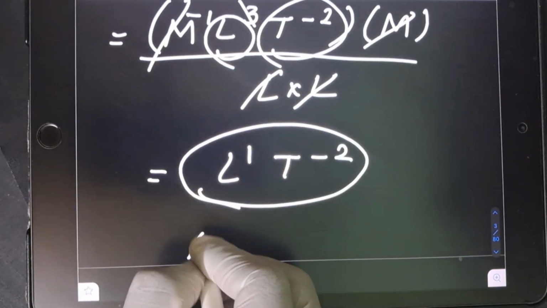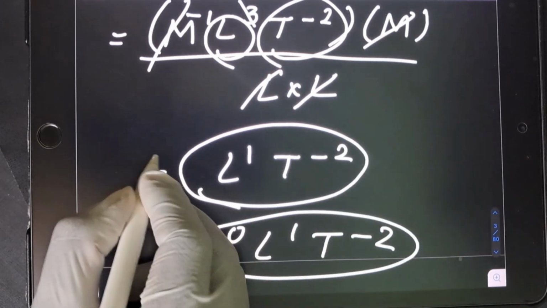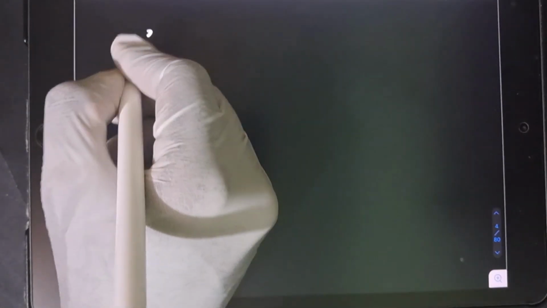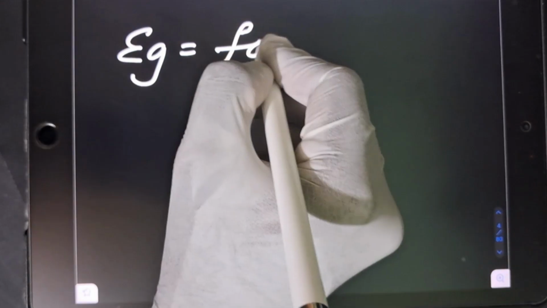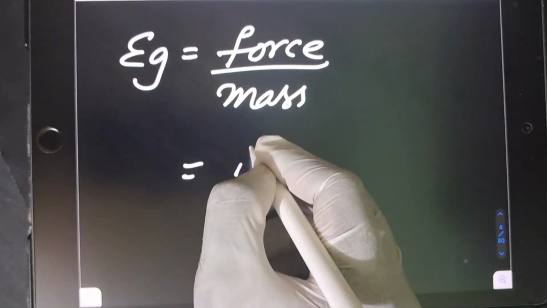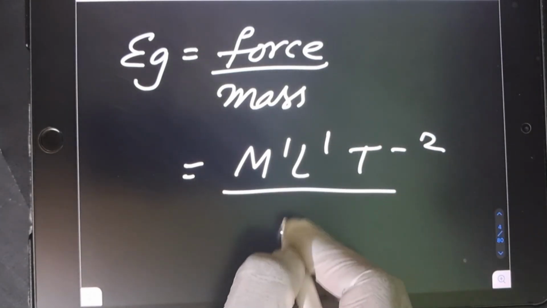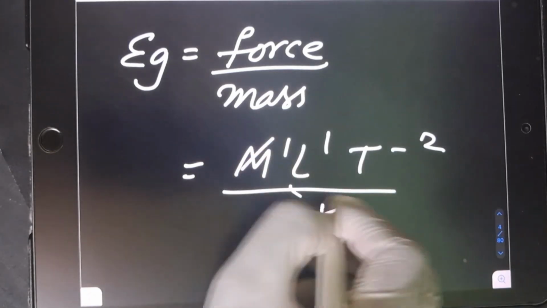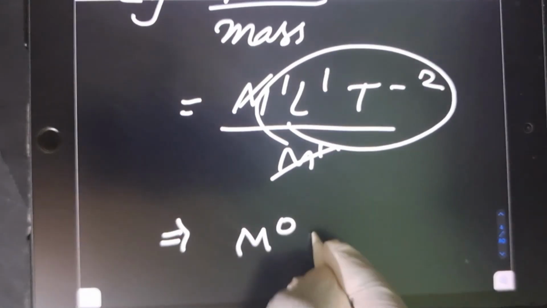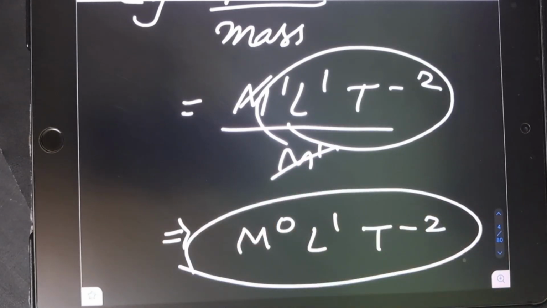Let's solve this gravitational intensity using another formula also. M power 0 L power 1 T power minus 2 is the gravitational intensity. And gravitational intensity is equal to force by mass, F by M. Force dimensional formula is M power 1 L power 1 T power minus 2, by mass. Cancellation of mass, we get the same: M power 0 L power 1 T power minus 2. This is the gravitational intensity dimensional formula.